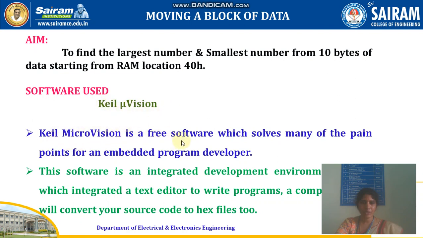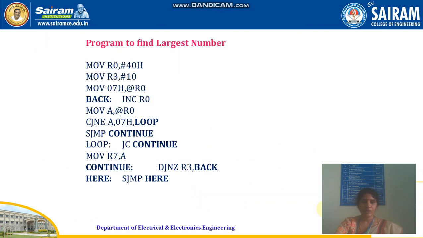The Keil Microvision is a free software which solves many of the pain points for an embedded program developer. And this is the software. It is an integrated development environment. It means that you can interface your hardware with the software, which integrates a text editor to write a program, a compiler, and it will convert your source code to hex files too.